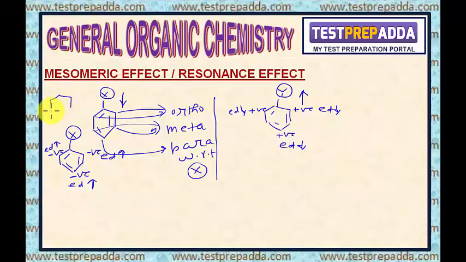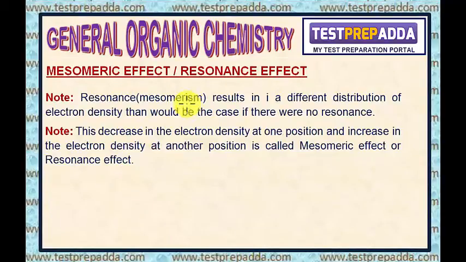And if I take the aniline case, the electron density of nitrogen decreases, while at ortho and para electron density increases. So, because of this resonance, because of this mesomerism, at one place electron density increases, at another place electron density decreases. My point is clear. So, resonance or mesomerism results in a different distribution of electron density than would be the case if there were no resonance.